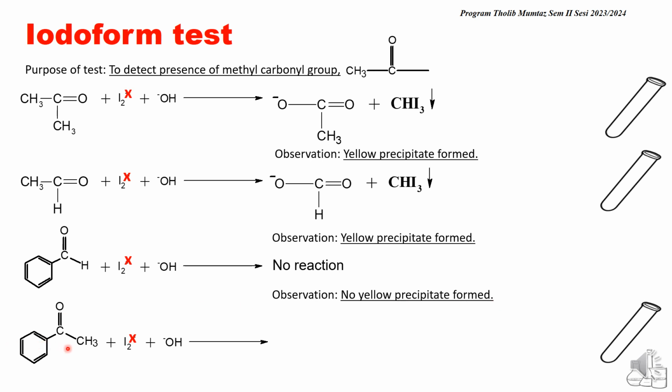And lastly, you are given structure of ketone. This is aromatic ketone. On the one side, you have benzene ring. On the other side, you have methyl attached to the C double bond O. So this is methyl carbonyl group present. So this structure will undergo reaction with iodoform test, which the CH3 will be changed into O negative and gives us the side product CHI3 precipitate. This gives us the observation yellow precipitate formed.